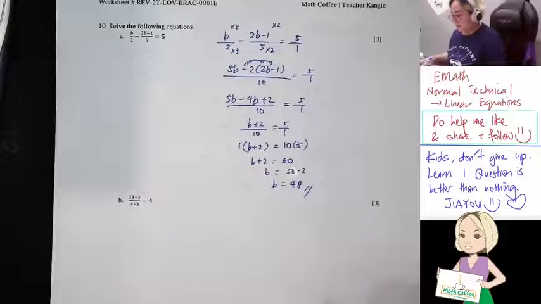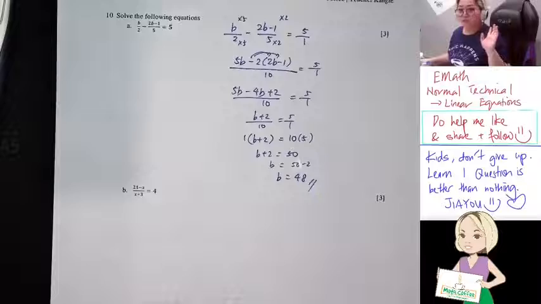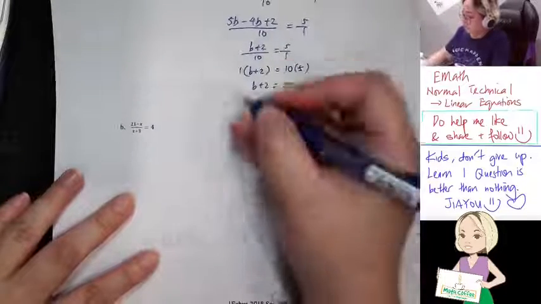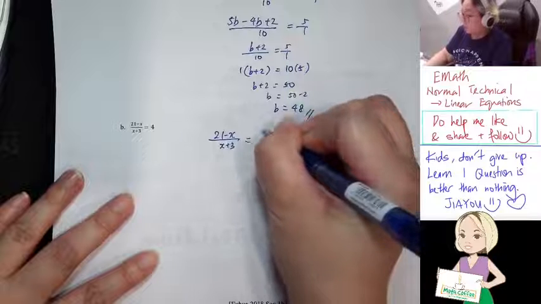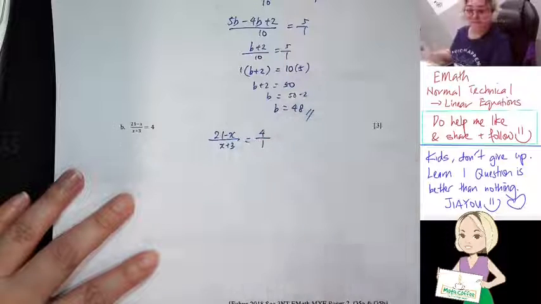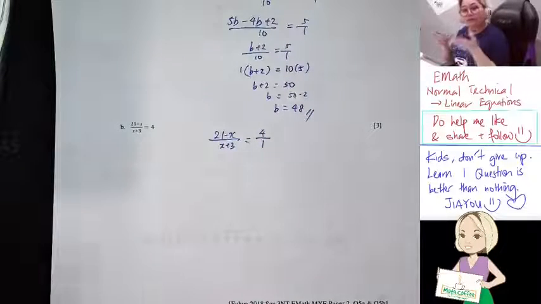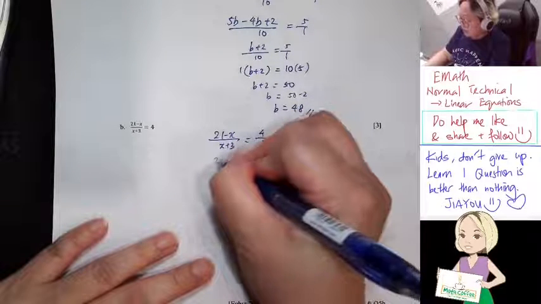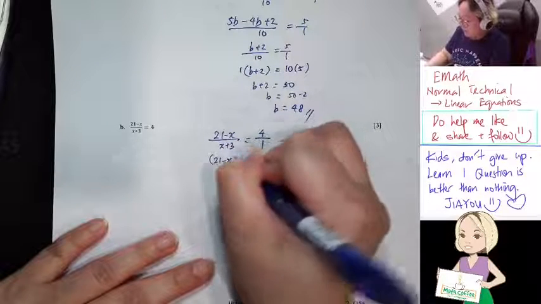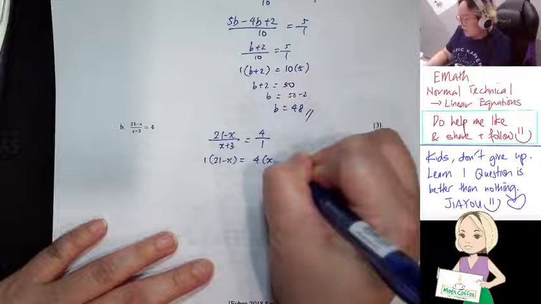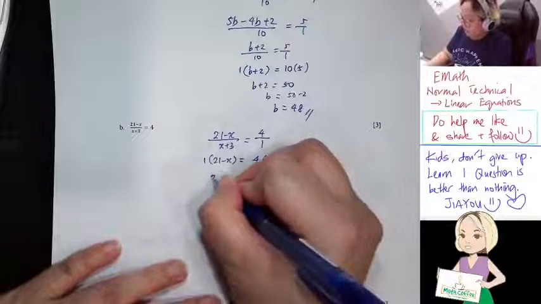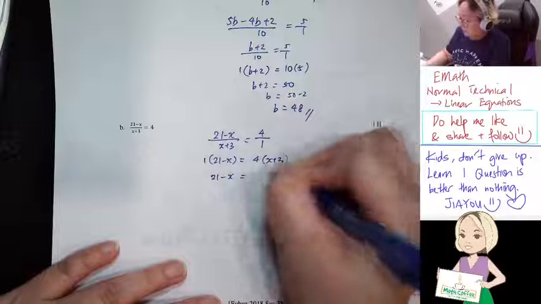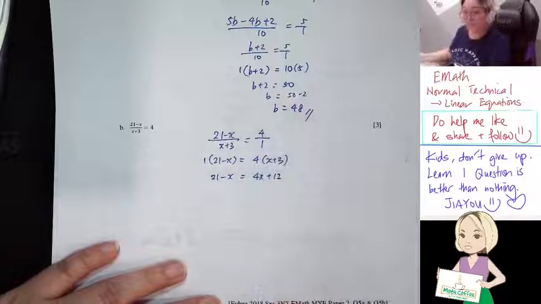Right. Last question of the night. So this one, 21 minus x over x plus 3 equals to 4 over 1. This one easy. Why? Because both sides already single fraction. Just straight away cross multiply. So cross multiply, I have 21 minus x times 1 equals to 4 times x plus 3. So this one no change because times 1 is the same. So 21 minus x is equals to 4x plus 12.